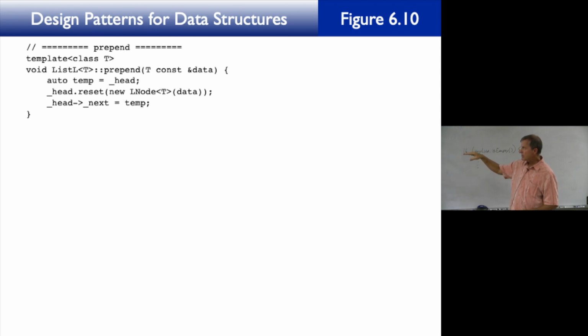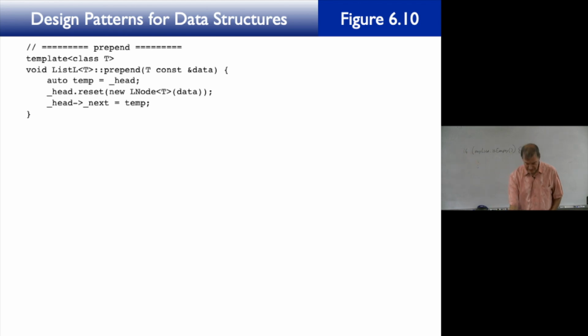It does L node T star temp gets underscore head. Head gets new L node T data. Oh, but what's happening there? New L node data. That's calling the constructor for the node, right? And then head underscore head gets arrow next gets temp.